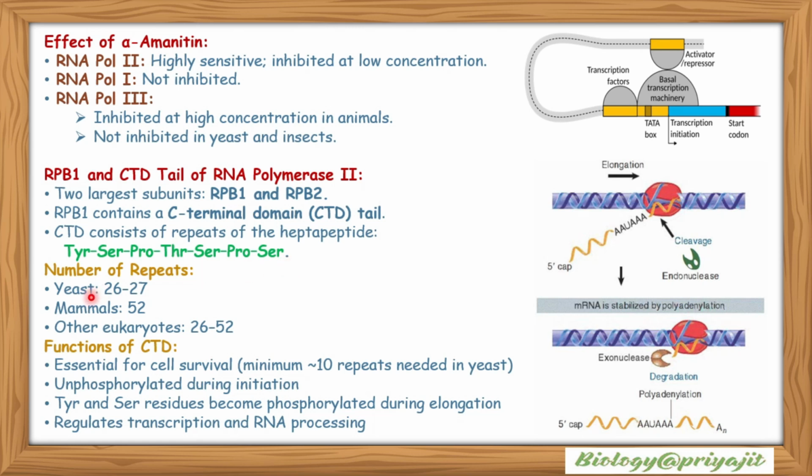Number of repeats in yeast is 26 to 27. In mammals, there are 52 repeats, and in eukaryotes, there are 26 to 52 repeats. The functions of the CTD: they are essential for cell survival. A minimum of 10 repeats is needed in yeast. These sequences are unphosphorylated during initiation, but the tyrosine and serine residues become phosphorylated during elongation. It regulates transcription and RNA processing.